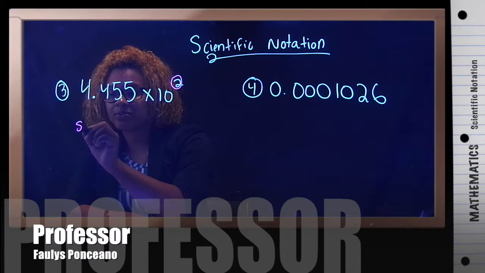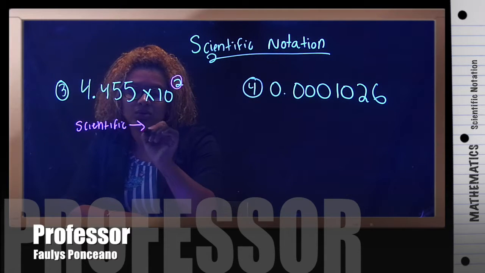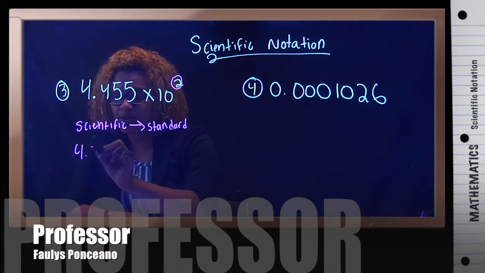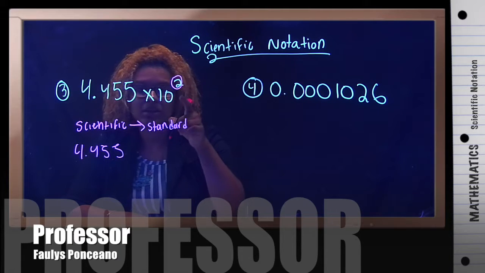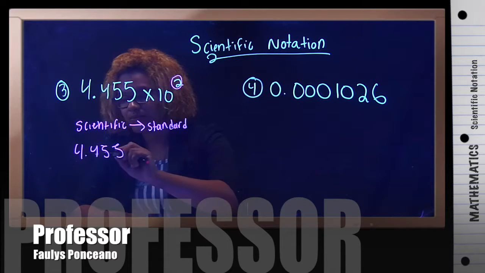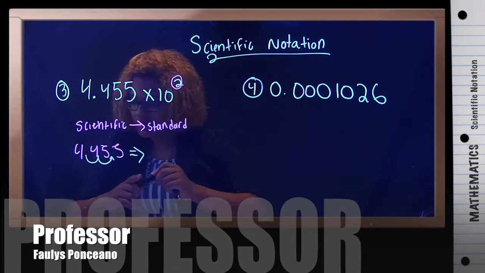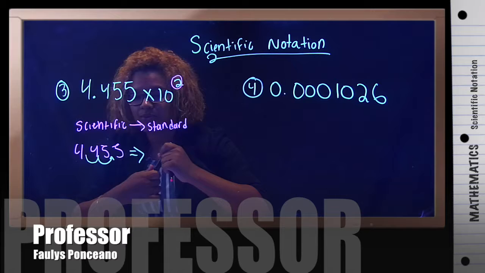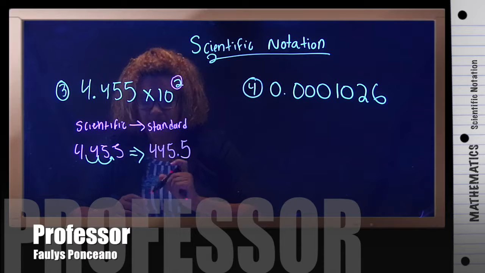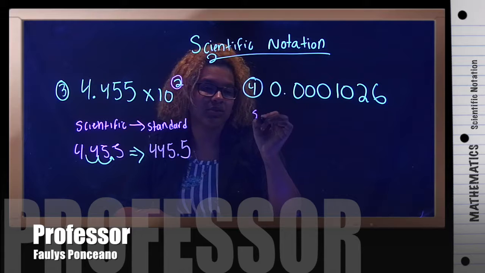So I'm going from scientific to standard in this example. I have 4.455. It says I'm going to move my decimal 2 times to the right. So I'm going to go 1 and 2. And my new number is 445.5.